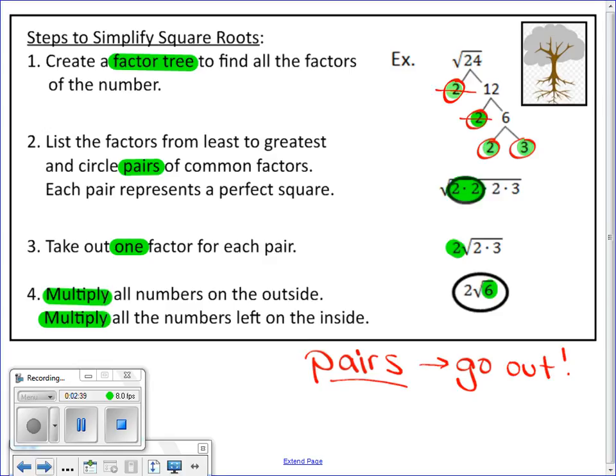So when you look at this, I have a pair of 2's. This is how I typically work with these. I like to cross them off. So a pair of 2's will come outside as a single 2. A pair comes out as a single 2. And then the singles stay inside. So the singles, they stay in. I have a 2 and a 3. 2 times 3 is 6.